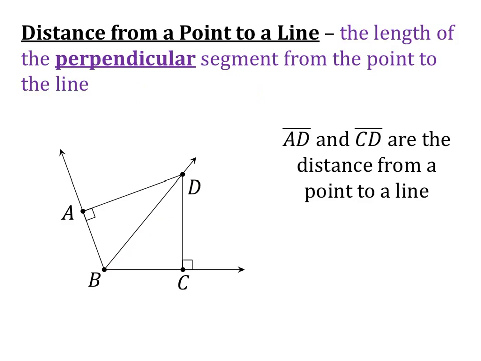Also, let's talk about the distance from a point to a line. This is the length of the perpendicular segment from a point to a line. It's very, very important that you emphasize and underline perpendicular because, like we can see below, DC is perpendicular to BC and DA is perpendicular to AB. So the distance from a point to a line is the perpendicular distance between the point and the line.